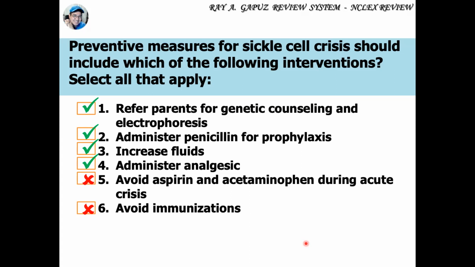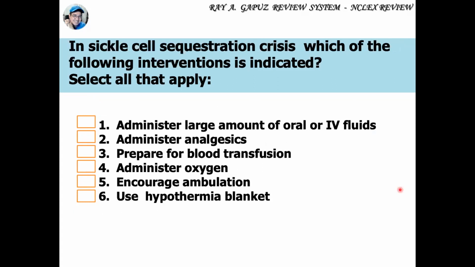Conditions like your measles, mumps, rubella, right? Your varicella. So next, in sickle sequestration, yes, we can give aspirin and acetaminophen. Aspirin can somehow help with the blood clots, so that the sick RBCs do not clump together. And also with your acetaminophen, because they are at risk for infection, we can give them antipyretics like your acetaminophen.